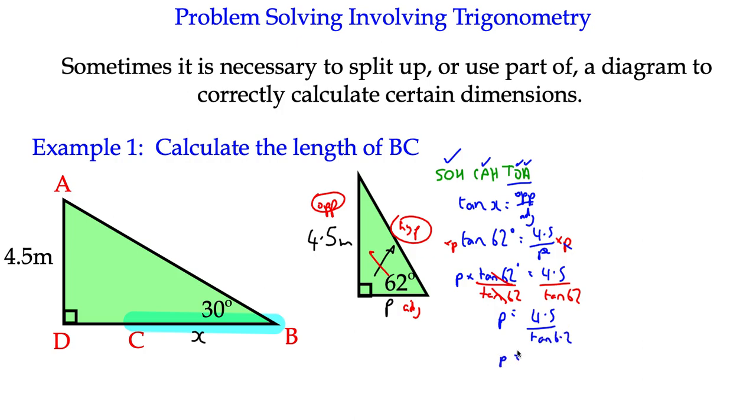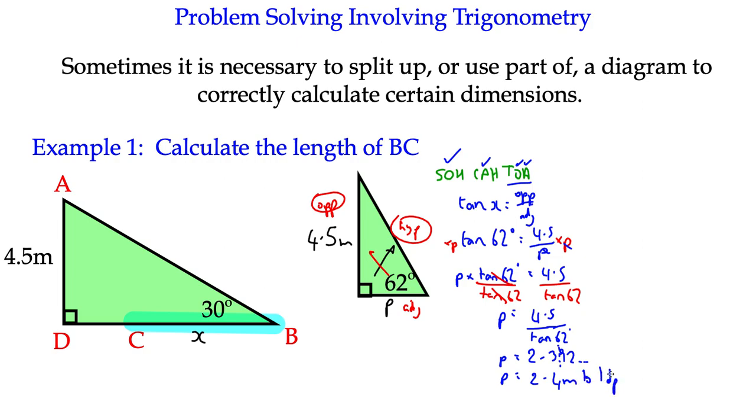So P is equal to, take my calculator, 4.5 divided by the tan of 62 degrees. That gives 2.392. Round that to one decimal place: 2.4 meters.